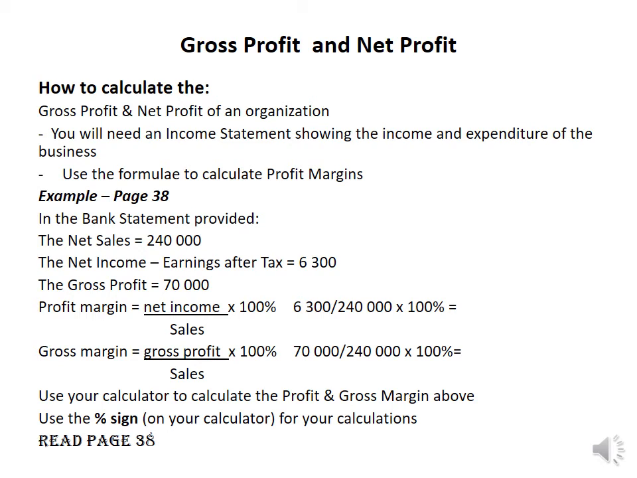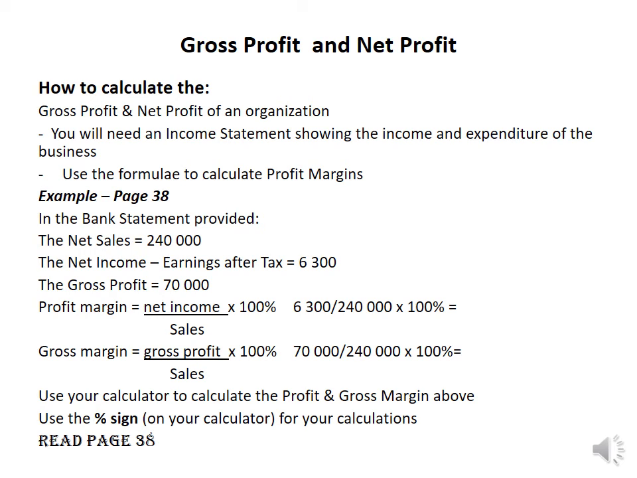So whenever you are calculating the net profit and the gross profit, you will go to the income statement and take out the amount of the net sales. You take out the amount of the net income, which is the earnings after tax deduction. You will also take out the gross profit from the income statement. Then you will use the formula that you have been given. If you are calculating the profit margin, you will say profit margin equals net income divided by sales times 100%. In this example, 6,300 divided by 240,000 times 100%, and you use the percentage sign.